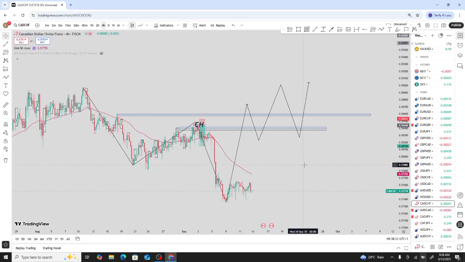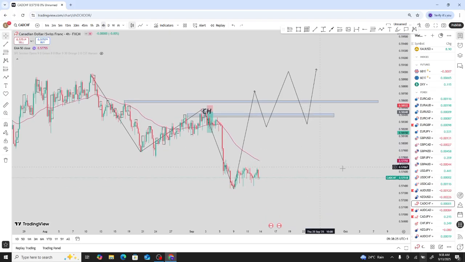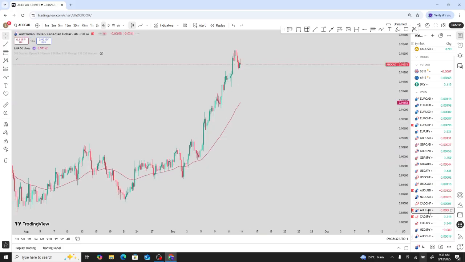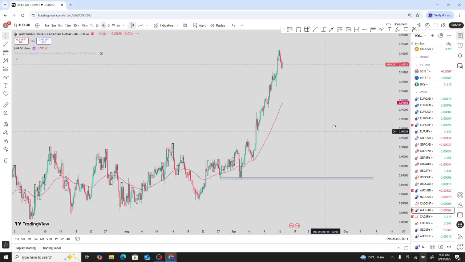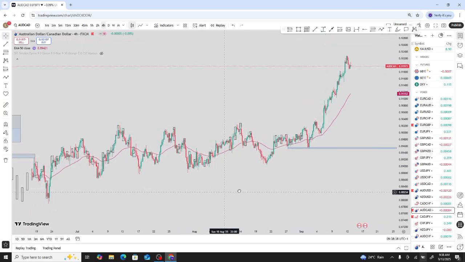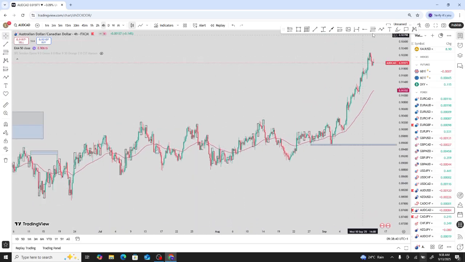So guys, I'll look for one more example. Let's say AUD CAD. AUD CAD has been in an uptrend. What is this chart doing? It has been in an uptrend. Look at it: higher highs, higher lows, higher highs, higher lows, even a higher high.